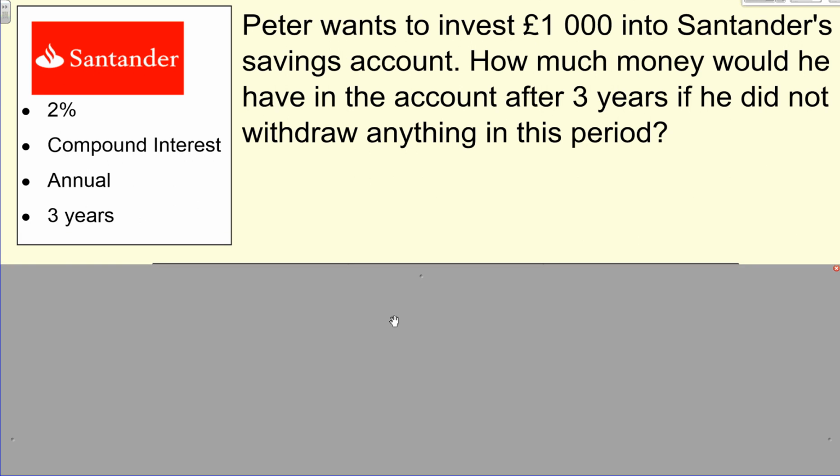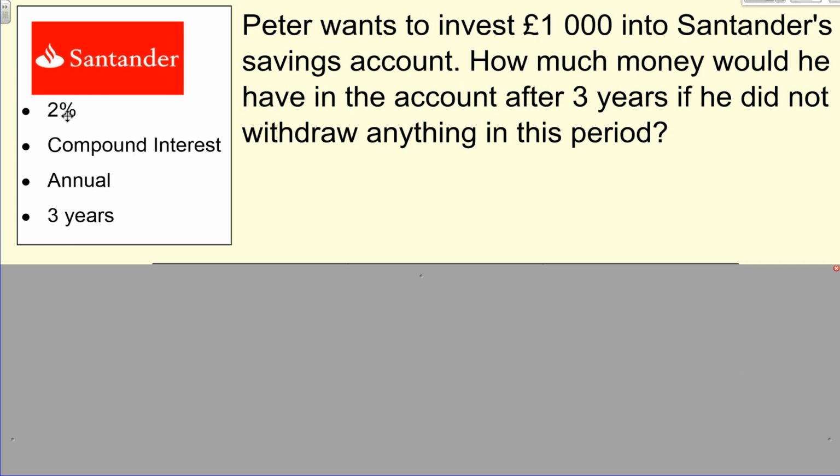Peter wants to invest £1,000 into Santander's savings account, and on the left-hand side here, we've got the details about Santander's account. So it's 2%, so that means that after each annual, so each year, he'll gain 2% on the money he already has in the account, but it's called compound interest, and we're going to look at how this compound interest works. But basically it means that at the end of the first year, we'll figure out 2% of the amount that's in the account and add it on.